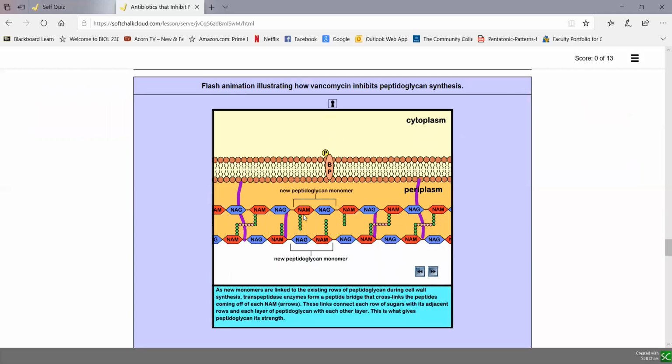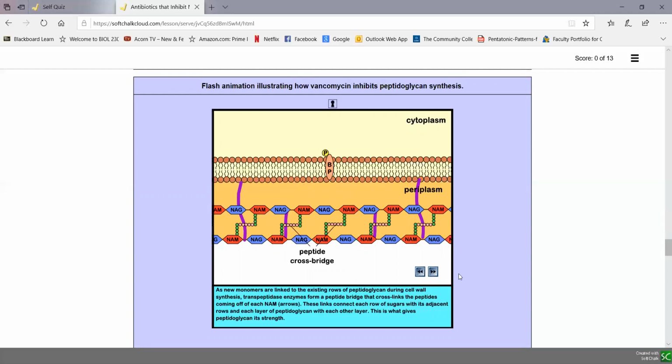So once again, the peptidoglycan monomers have been inserted into the row by transglycosylase. The final step is that transpeptidase is going to connect the peptides coming off of one NAM with the peptide coming off the other NAM in a different row. And that's the peptide cross-links that make the cell wall strong. So again, that's what transpeptidase normally does.